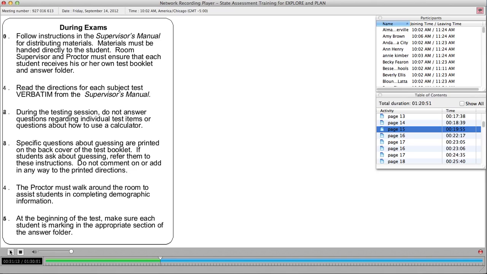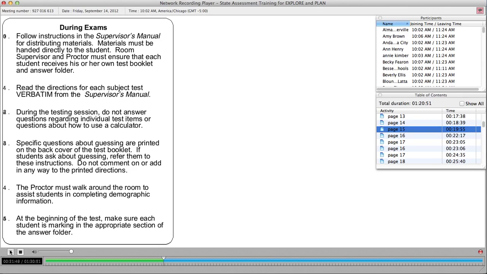Neither the room supervisor nor the proctor may answer questions regarding individual test items or questions about how to use a calculator. All that may be read to a student is the directions verbatim from the supervisor's manual. Specific questions about guessing are printed on the back cover of the student's test booklet. So if students ask about guessing, rather than trying to answer their questions, you must refer them to these instructions. Do not comment on or add in any way to the printed directions.